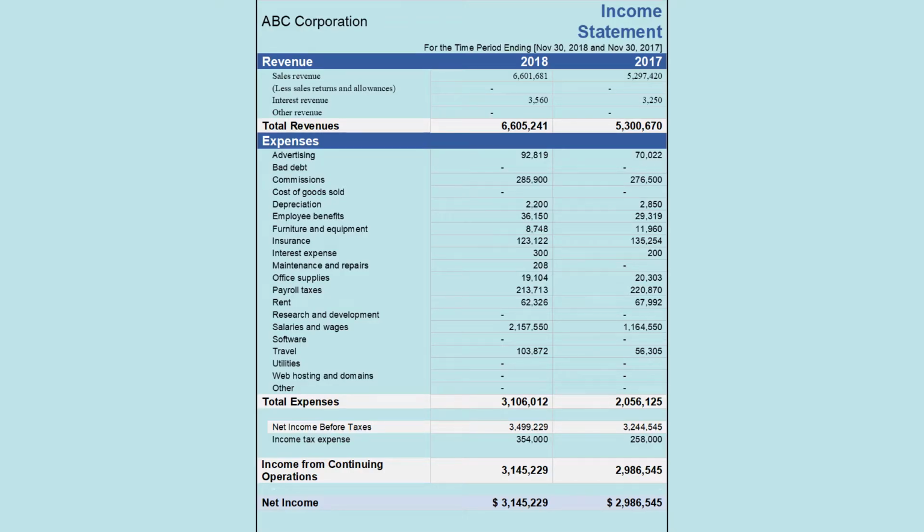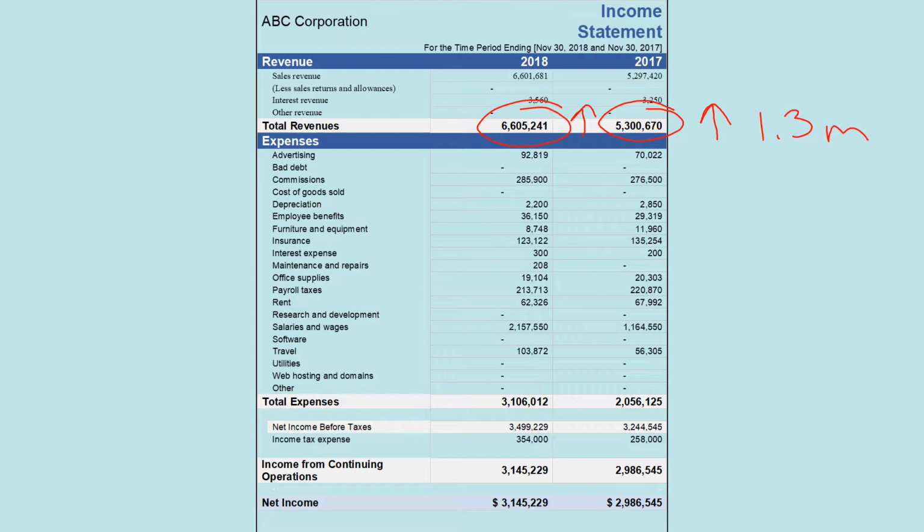As we can see from ABC's income statement, there is a revenue of roughly $6.5 million in 2018, which is up from the total revenue of 2017 of around $5.3 million. So from 2017 to 2018, the total revenue went up about $1.3 million.